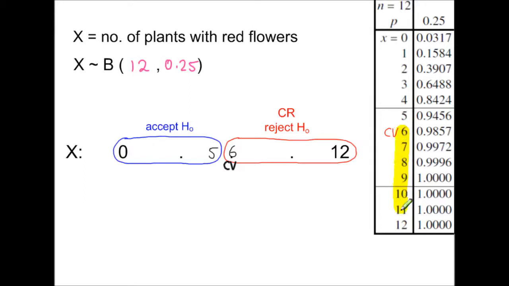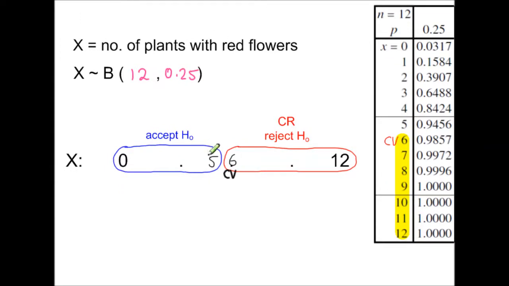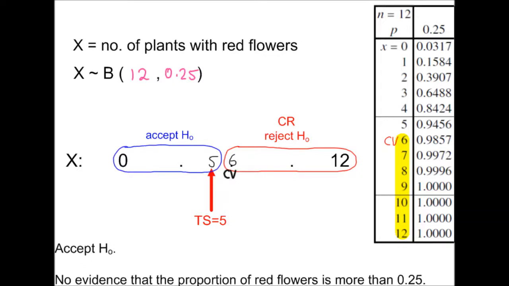So these values are all in the critical region, values 6 or more, because this says more, and values 5 or less are in the acceptance region. Our test value is 5, so we're going to accept H0. But we need to give some evidence why we've selected 6 as our critical value.